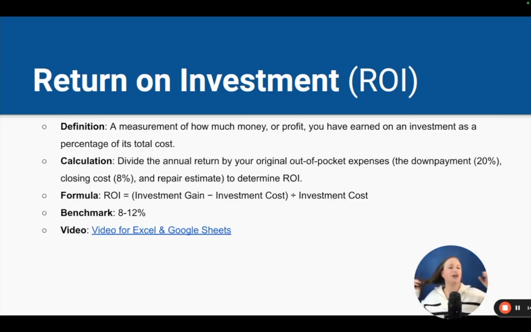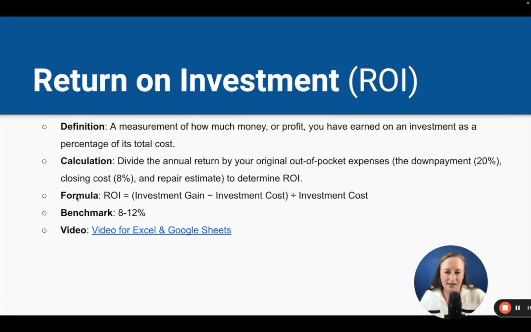Next thing is your ROI, which is very similar, kind of the same as cash on cash return. It's a measure of how much money or profit you are earning from your investment as a percentage of its total cost. Some people will refer to cash on cash, some people will say ROI, and you just essentially take your annual return divided by the amount you invest in the property.